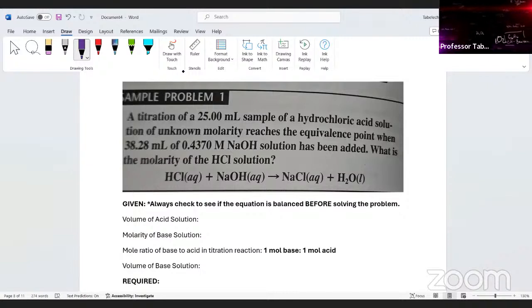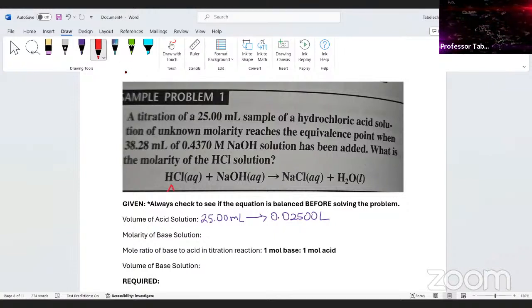So for the first part right here that we read through, they gave us 25.00 milliliters of hydrochloric acid. What I want you all to do is to automatically convert that to a liter, because whenever you're dealing with molarity, everything has to be in liters, okay? FYI. Now, did they give you the molarity of the base solution? Again, you got to know what is what. HCl, okay, that is your acid. Sodium hydroxide is your base.